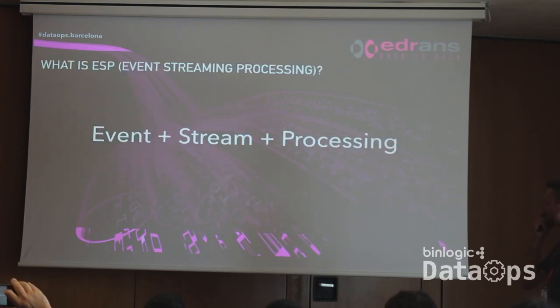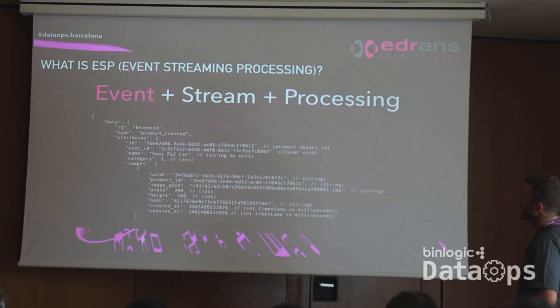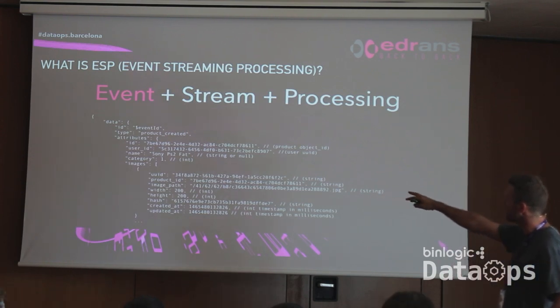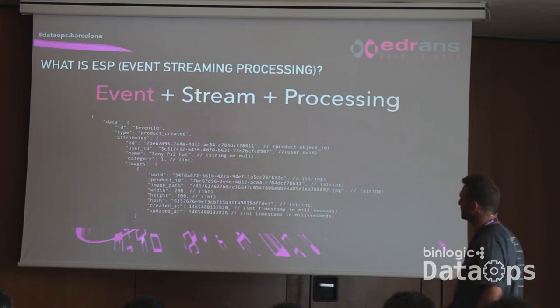So, about event stream processing, just as a definition, an event is anything that can happen at a clearly defined time. I'm going to show you an example of a domain event extracted from one of our customers. All these events have some information like the activity, when this activity has occurred, its location, and probably the cause. This example comes from a marketplace or something like that. We have some product, a Sony PlayStation, some images, all the attributes and information, maybe some timestamps.